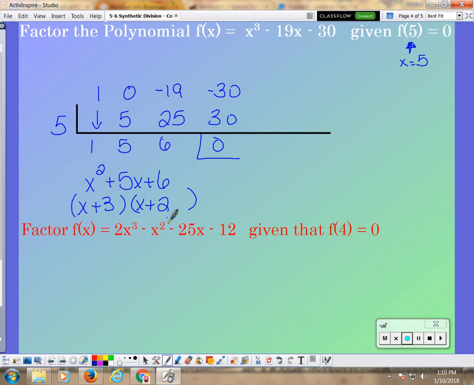But remember, they gave me a factor. They gave me this factor up here of x equals 5, which can be rewritten as x minus 5. We've done that for the last couple lessons. Let's do the same thing with the bottom one.